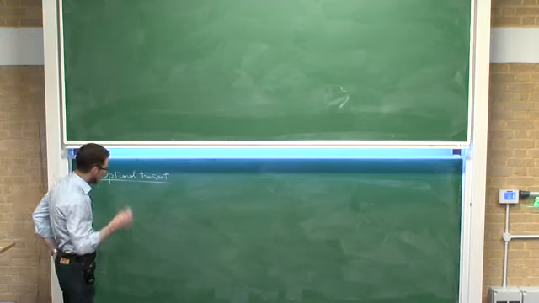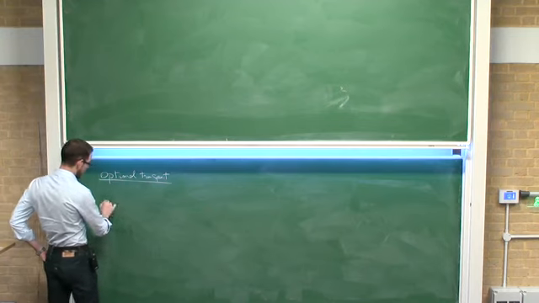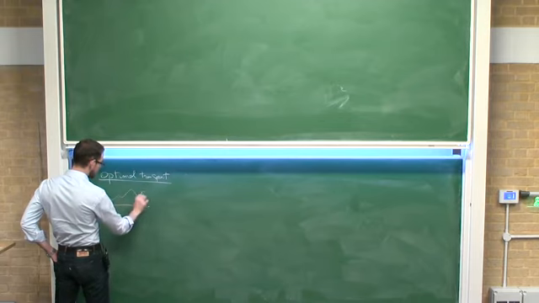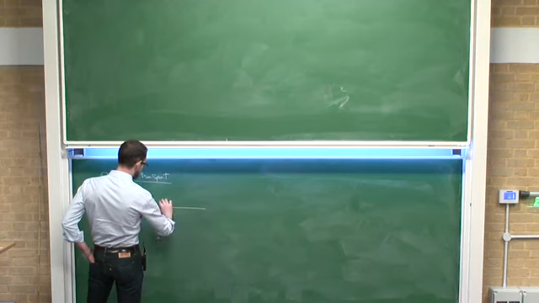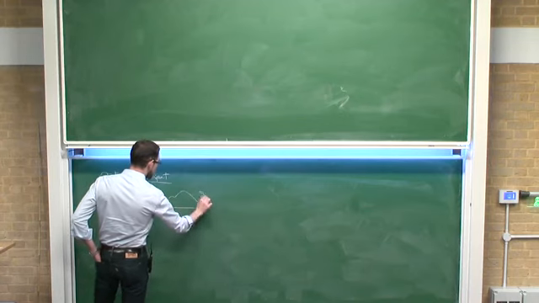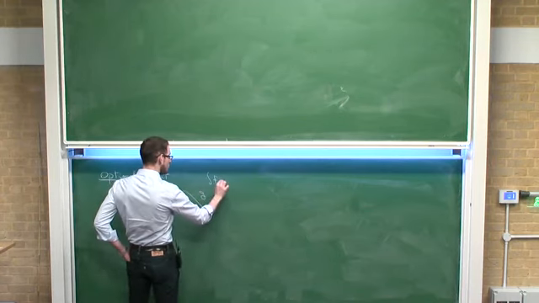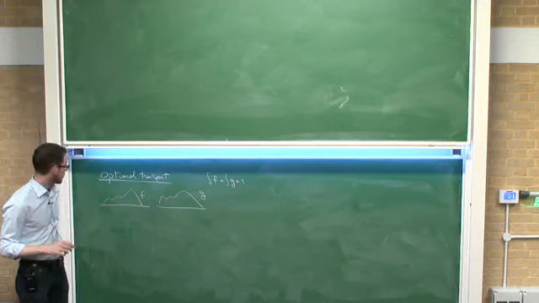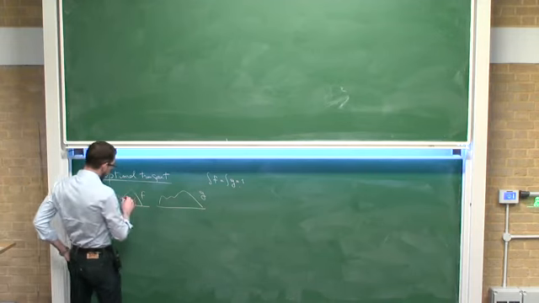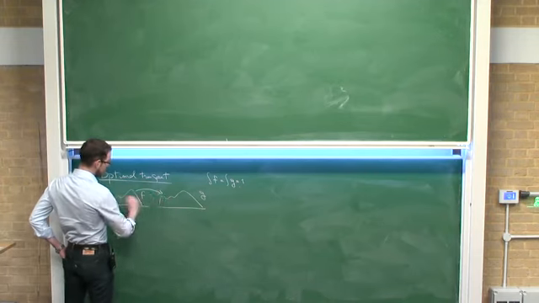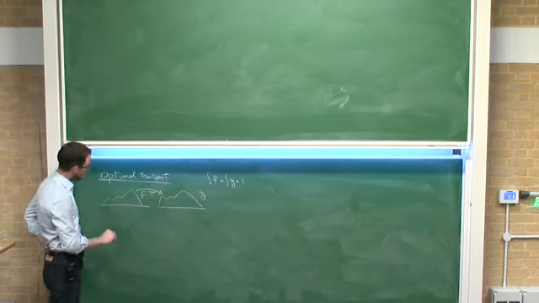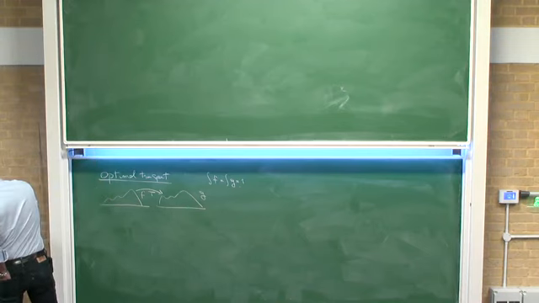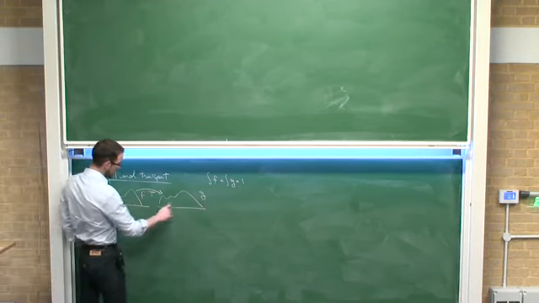So the optimal transport problem is basically the problem of transporting, let's say, two probability densities that I'm going to denote by f and g. So these are two functions such that the integral of f is equal to the integral of g is equal to 1. And the goal is to transport one to another in an optimal way. So first of all, what does it mean to transport?